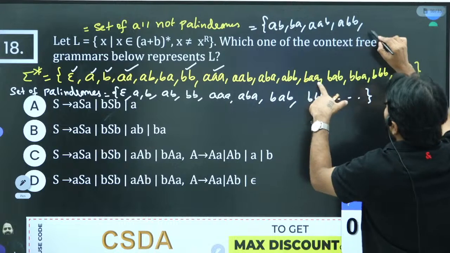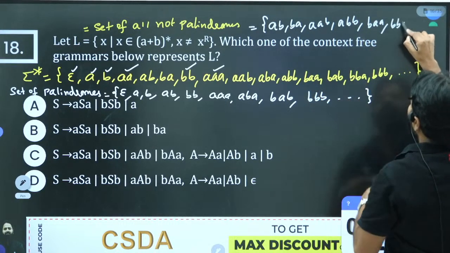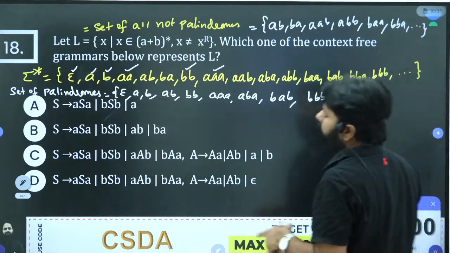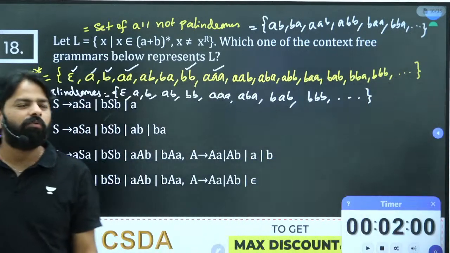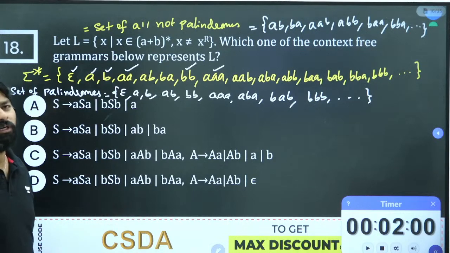This BAA, BAB is palindrome, double BA. Such strings should be there in non-palindromes. Now, the question obviously you should understand. You don't need to take this much time to understand.